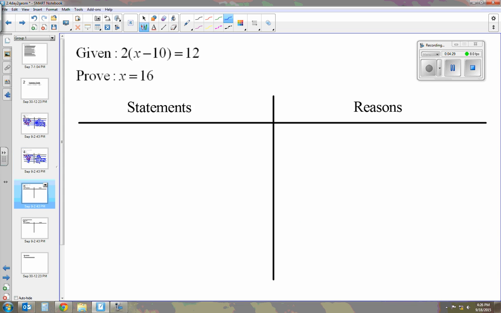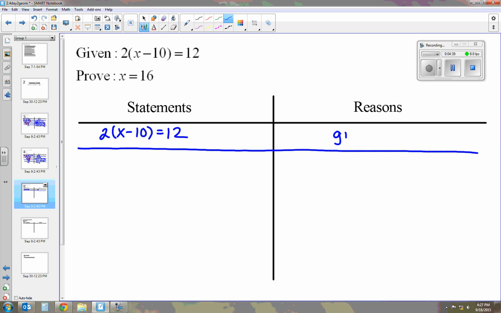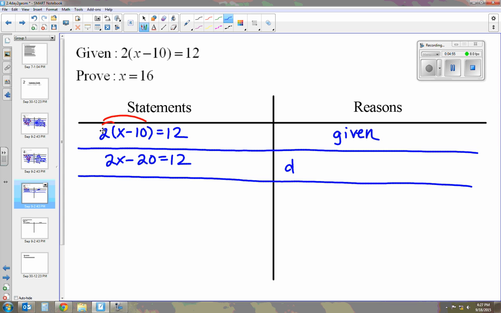All right, let's do another one. We start with our given as always. 2 times x minus 10 equals 12. My reason is given. This one, what I'm going to start off with is I'm going to distribute. So I have 2x minus 20 equals 12. So I'm going to use the distribution property.